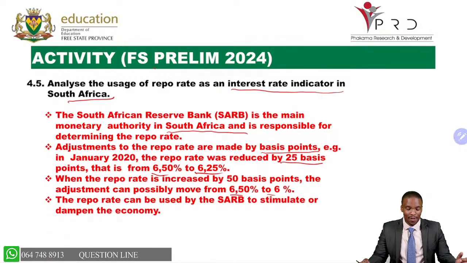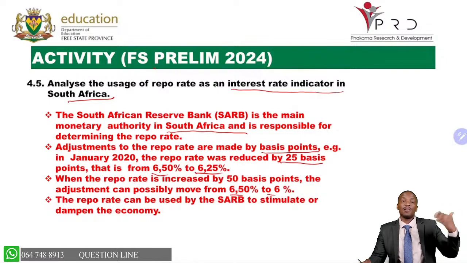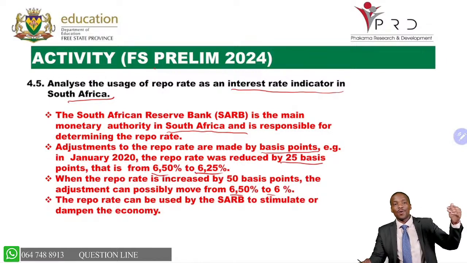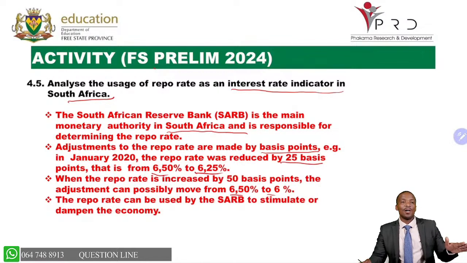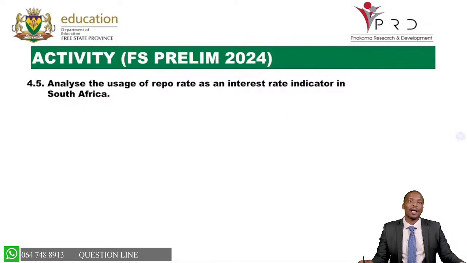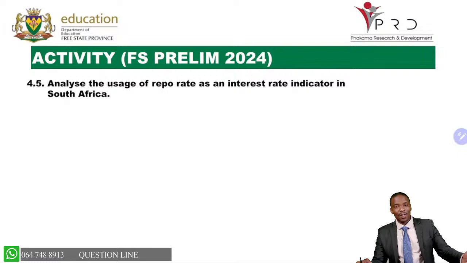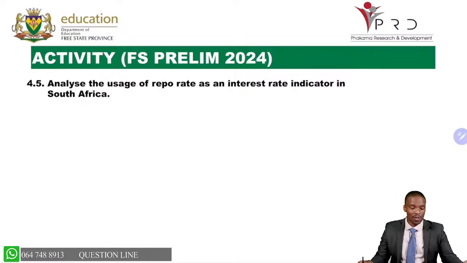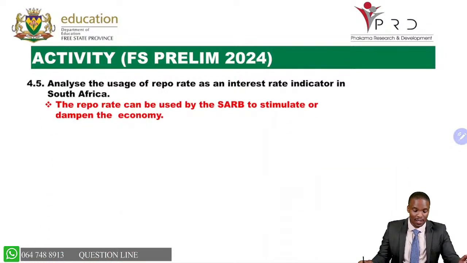And then the other one, the repo rate can be used by the SARB to stimulate or dampen the economy. Remember we said that if the economy is overheating and inflation is high, we increase the repo rate so that demand for credit and access to credit becomes less. And in that way, we know that it will be dampened. And when the economy is not doing well, reduce the interest rates. And when we reduce the interest rates, there will be demand for credit and demand for more goods and services because of affordability.